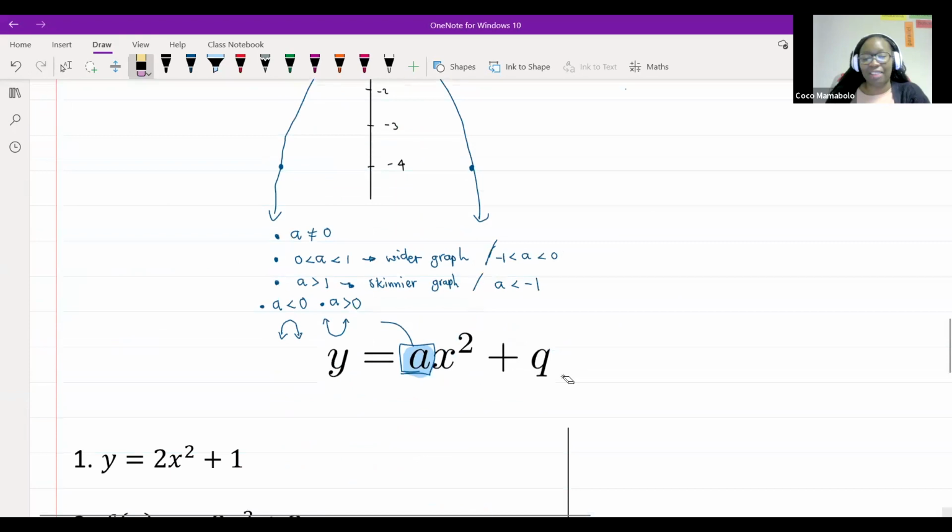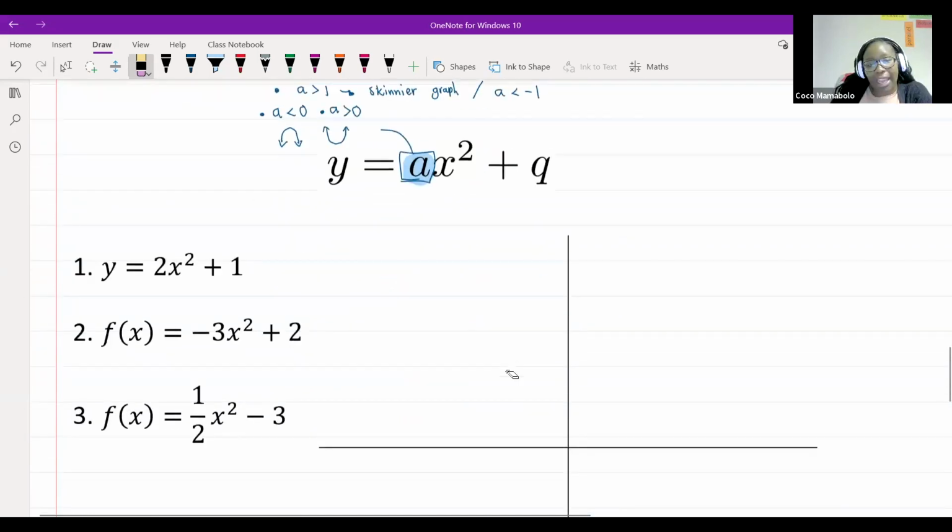If we look at what we've been given over here, what do we know that this 2 is going to do? This 2 sits in the place of A. What's going to happen to this graph? Is it going to be a skinny graph or a wide graph? According to our information, good, Sandy. So it's going to be a skinny graph, right? From this, we can tell that our graph is going to be skinny.